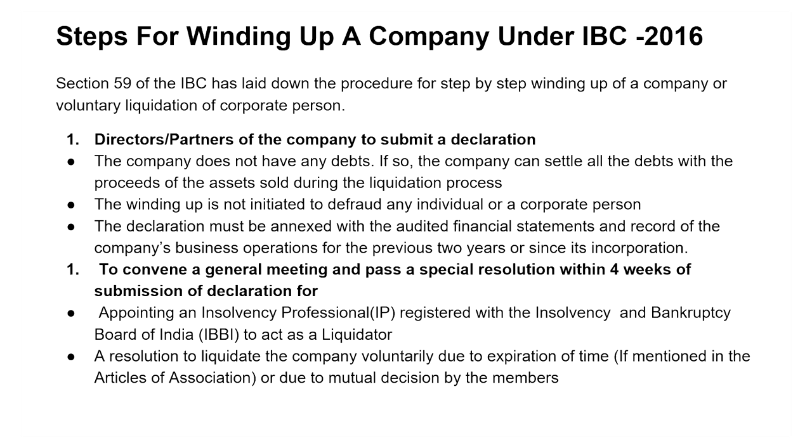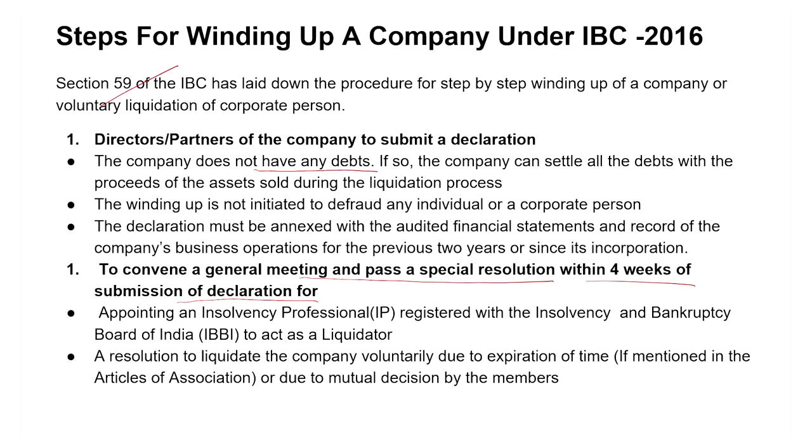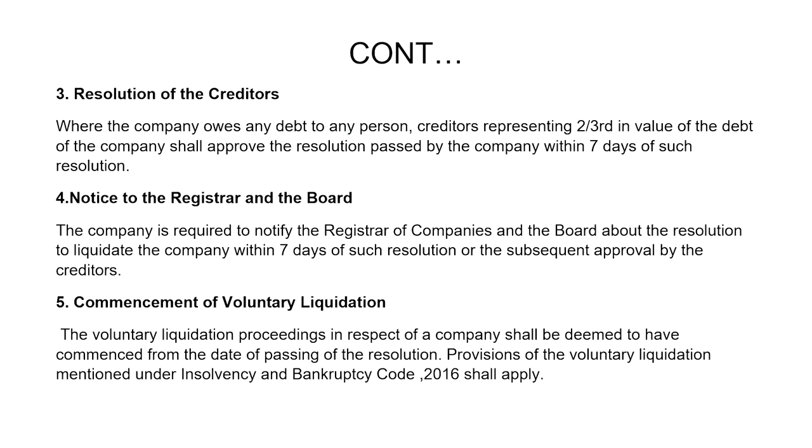These are some powers. Steps for winding up a company under IBC 2016 are defined in section 59. Directors and partners of the company submit a declaration that the company does not have any debt, if the company enjoys the status of solvency. It means that it has sufficient funds to meet its liabilities. Convene a general meeting and pass a special resolution within 4 weeks of submission of the declaration. The declaration must be supported by the decision of the committee. And appointment of an insolvency professional, an expert person who checks the entire process and follows the rules and regulations laid down here.